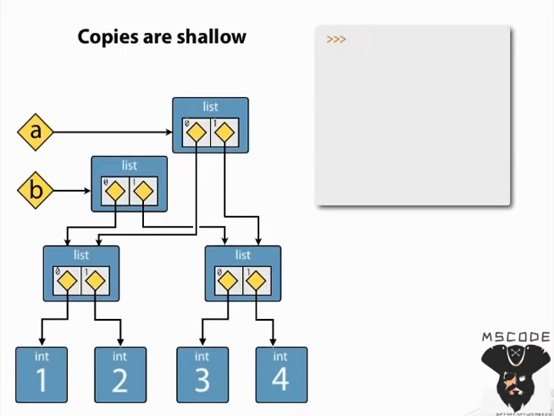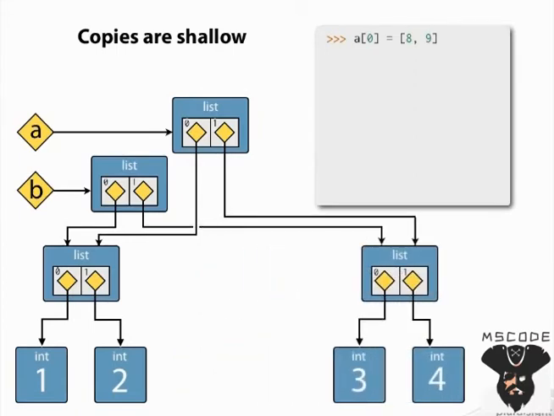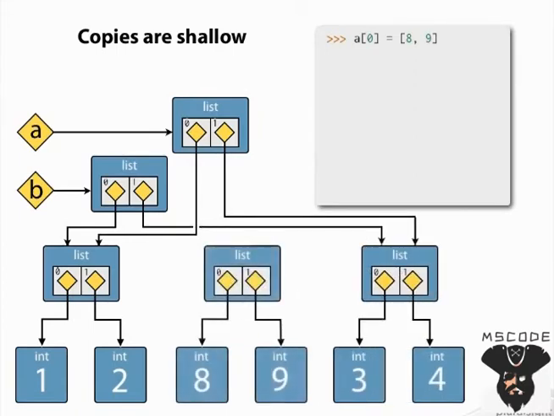Now let's replace the element at A[0] with a new list containing 8 and 9. This results in the construction of 2 new integer objects containing 8 and 9 respectively, and a new list, the elements of which are references to these 2 new integer objects. The reference in A[0] is redirected to point to this new inner list object. And we can confirm that A[0] now indeed points to the new list, whilst B[0] is unmodified.